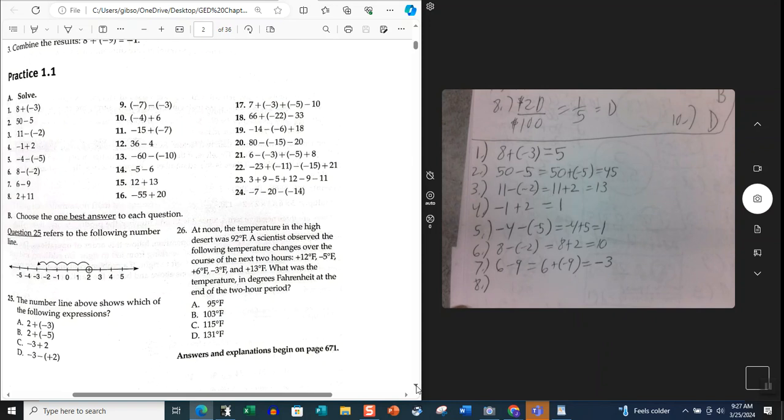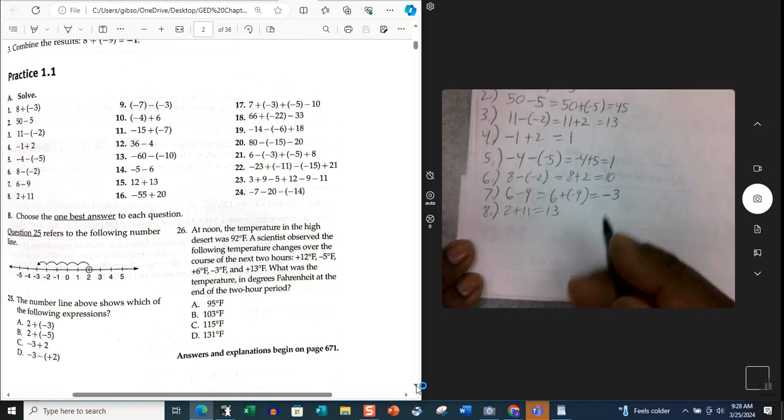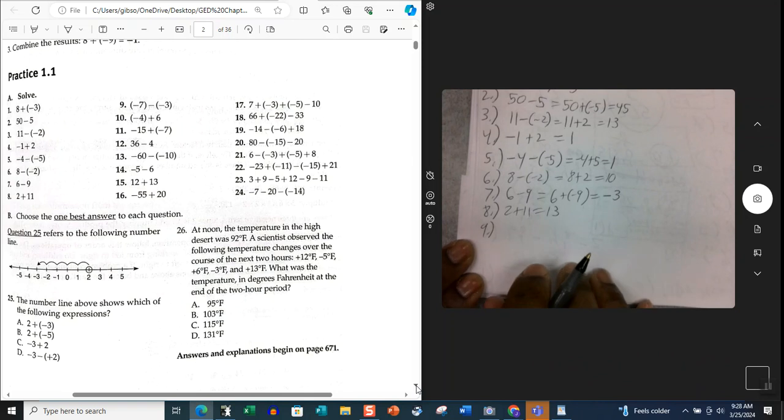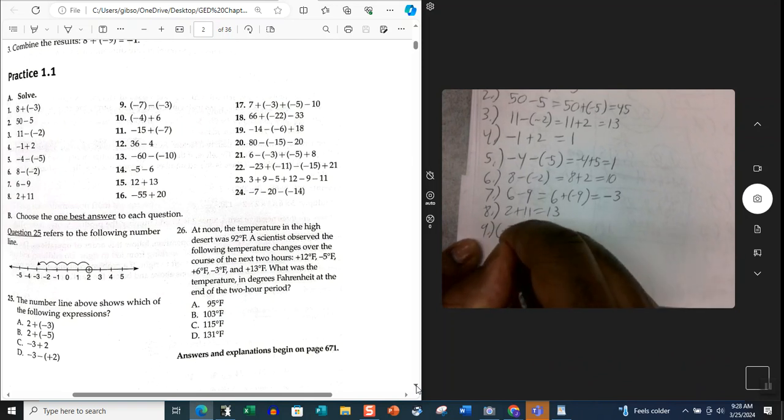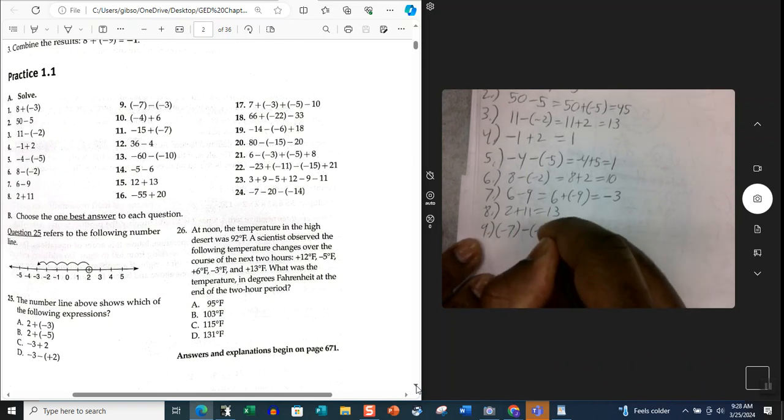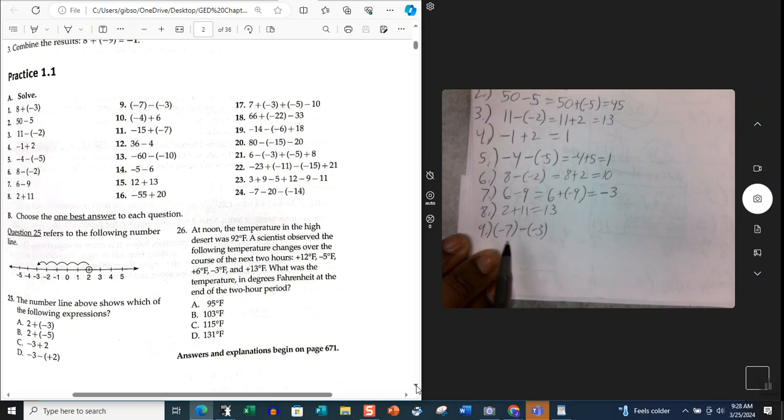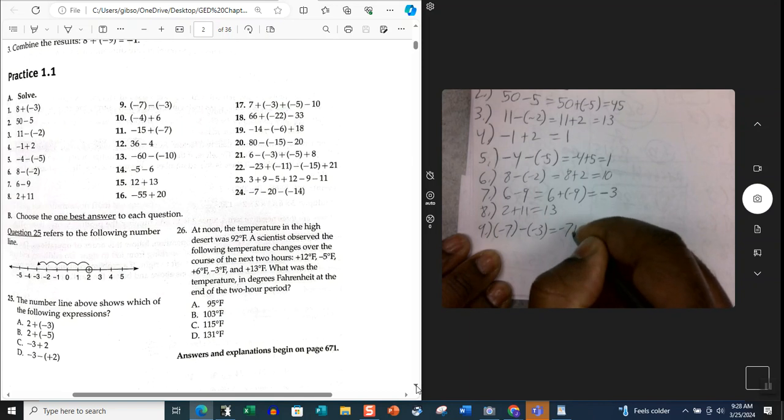Now we come to problem number 8. Number 8 is 2 plus 11, which we know is just 13. Now, problem number 9. Problem number 9, we had negative 7 minus a negative 3. Negative 7 minus a negative 3, this becomes negative 7 plus 3.